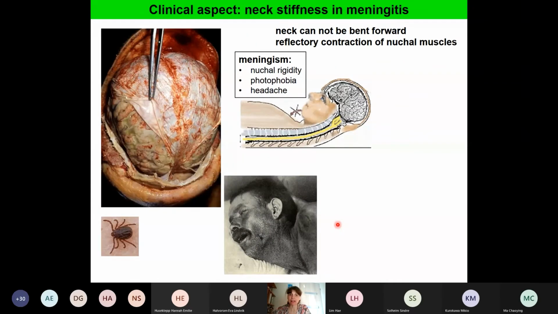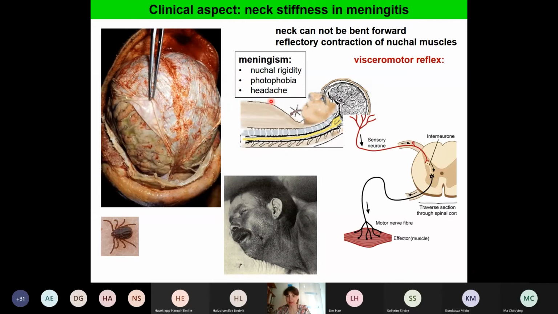Clinically, we can mention the neck stiffness. This is the leading symptom of meningitis. It belongs to the meningismus together with photophobia and headache. And this is actually a reflex, a visceromotor reflex, which causes the refractory contraction of the nuchal muscles, and then the neck cannot be bent forward. And you can see the reflex arc, so the sensory branches coming from the meninges can activate motor neurons, the axons of which innervate the neck muscles, and you can see this typical sign.